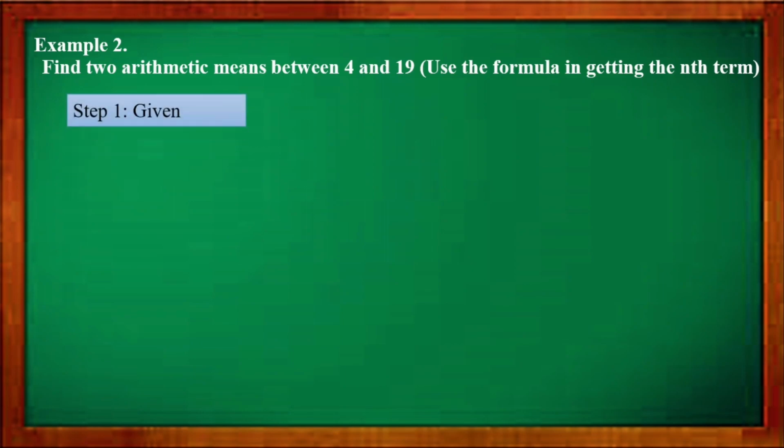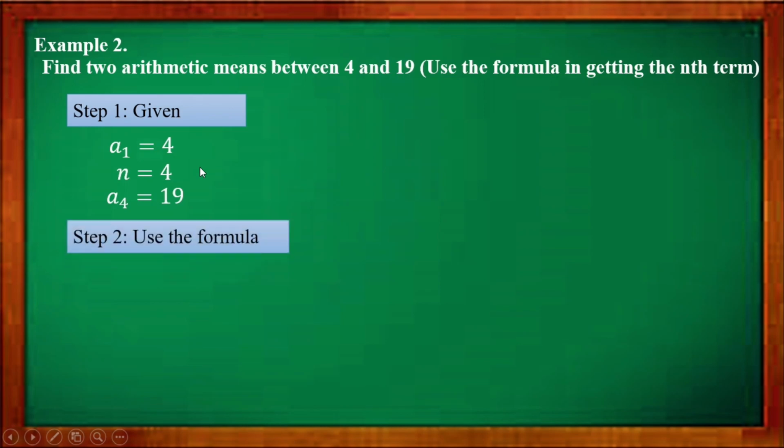First step is to find the given values. And the given values are a sub 1, here is 4, n is 4, since we already have two terms and we are looking for another two arithmetic means, that is why our n is 4. And a sub 4 here is 19. So after we identify the given values, we can now use the formula of getting the nth term, which is a sub n equals a sub 1 plus n minus 1 times d.